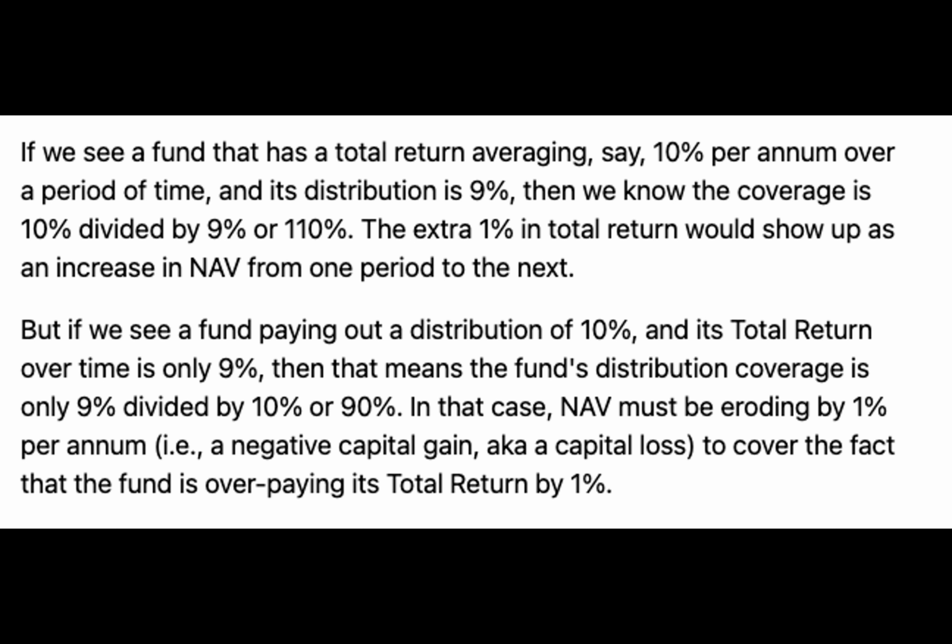But if we see a fund paying out a distribution of 10% and its total return over time is only 9%, then that means the fund's distribution coverage is only 9% divided by 10%, or 90%. In that case, NAV must be eroding by 1% per annum, i.e., a negative capital gain, aka a capital loss, to cover the fact that the fund is overpaying its total return by 1%.